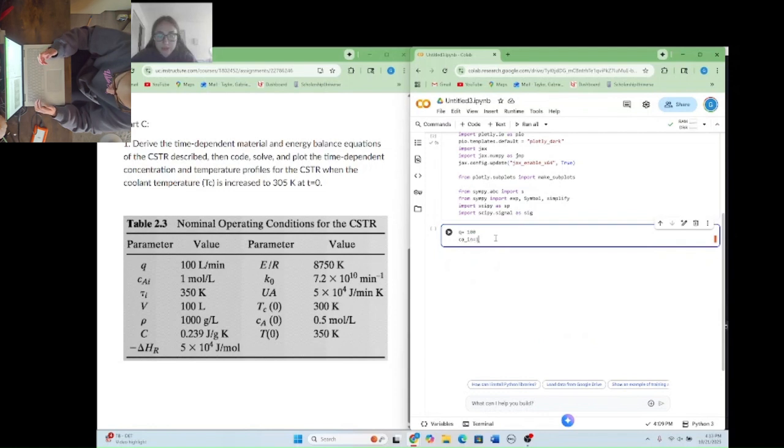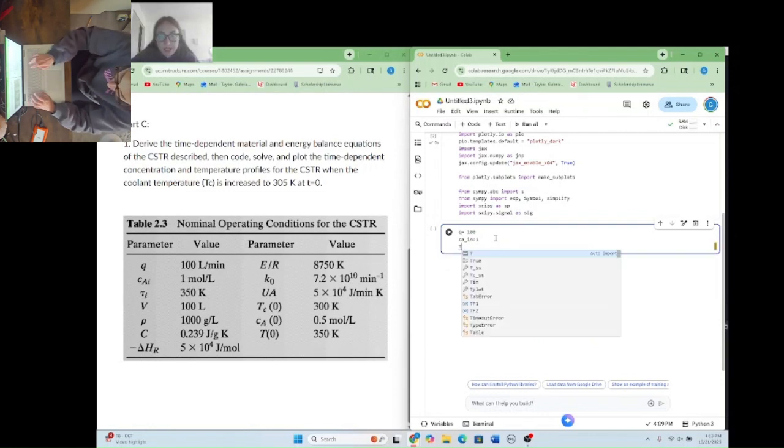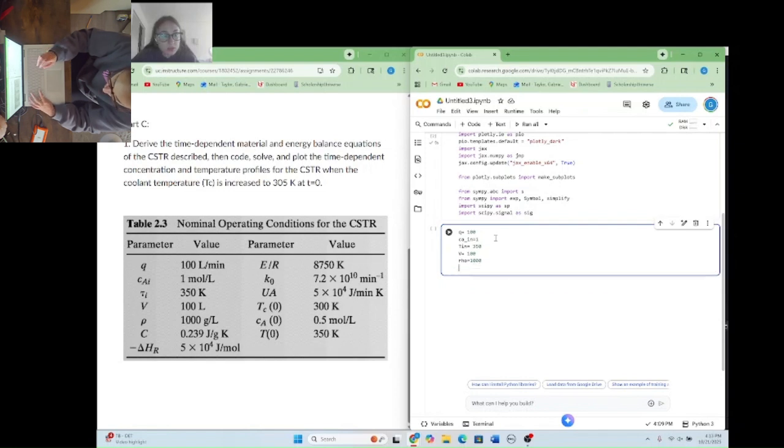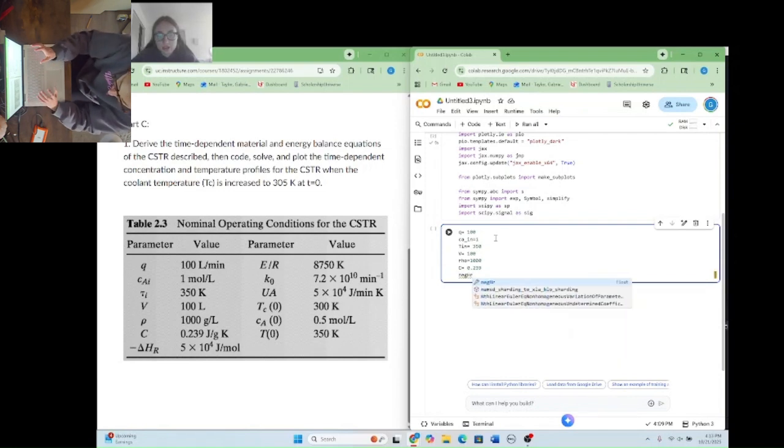So our concentration coming in is 1, and our T in is 350, and then our volume is going to be equal to 100, our rho is going to be equal to 1,000. Our C, so our heat capacity, is going to equal 0.239. Our negative heat of reaction, because this is an exothermic reaction, is 5e to the fourth.